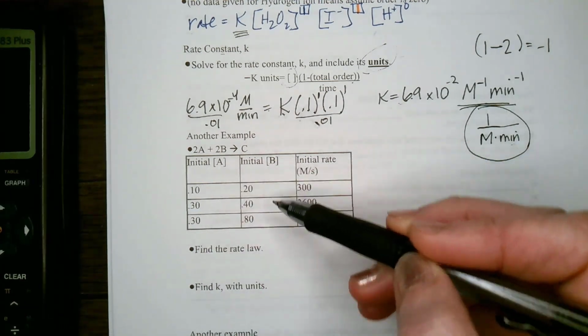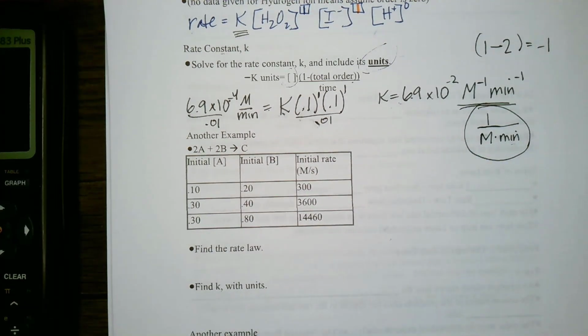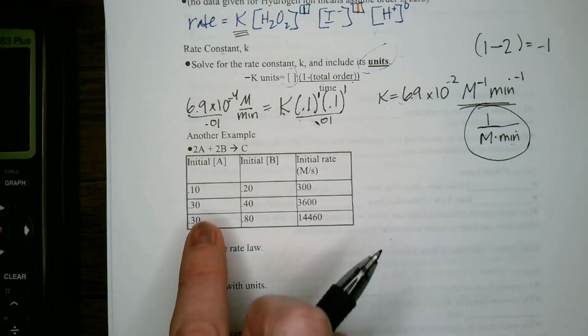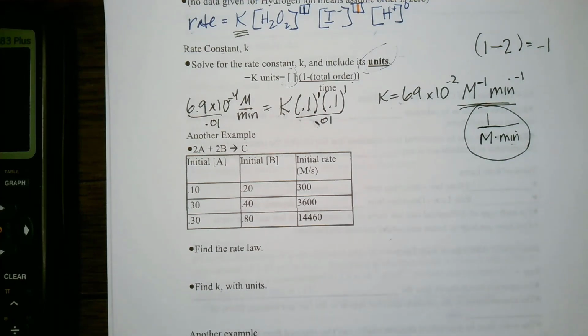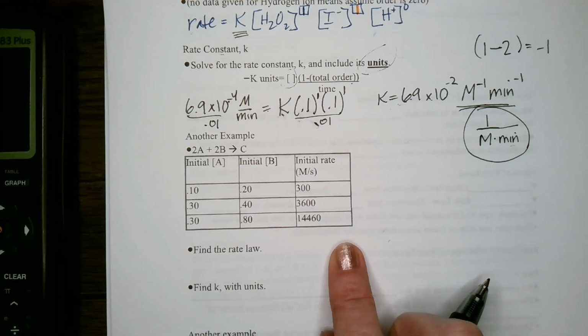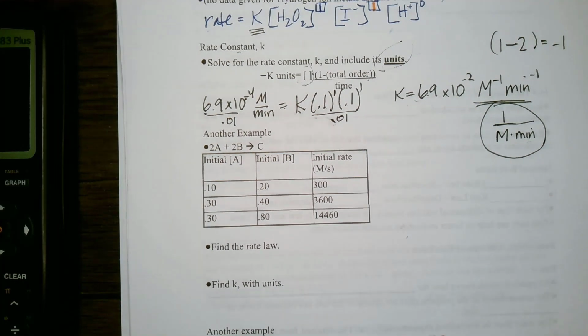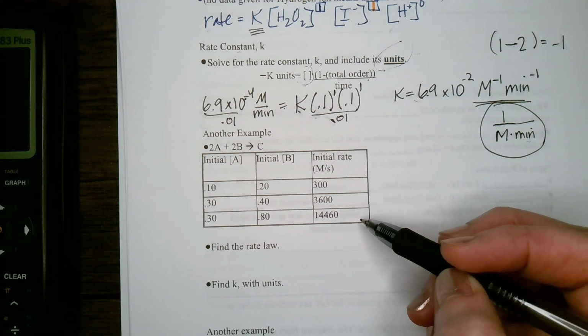Pause the video here and look at this next example. Take a really good look to see if you can find the rate law. How does changing the concentration of A and B affect the rate? Are they first order? Are they second order? Work it out, and start the video again when you're ready.